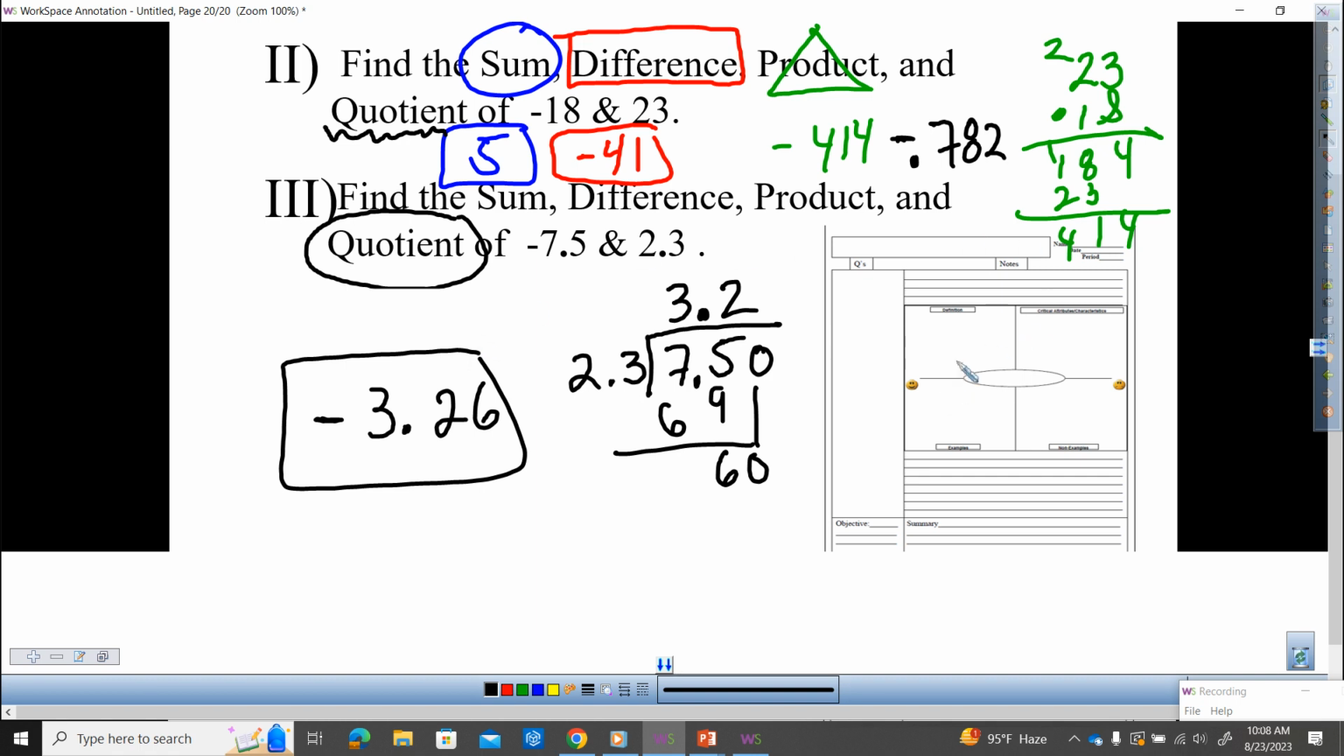All right, we'll stop right there. Now, your Cornell notes, did everybody set up your Frayer model like this? And so that we can write the objective down here, yes?